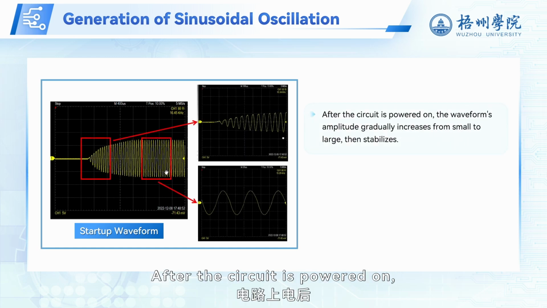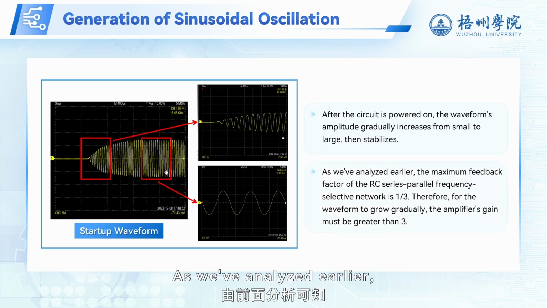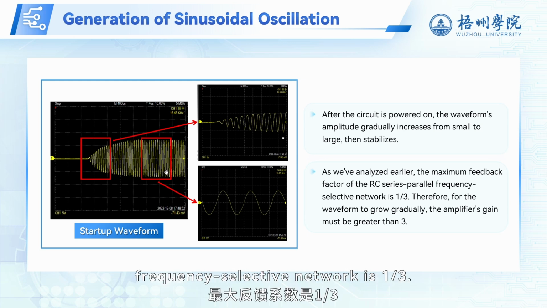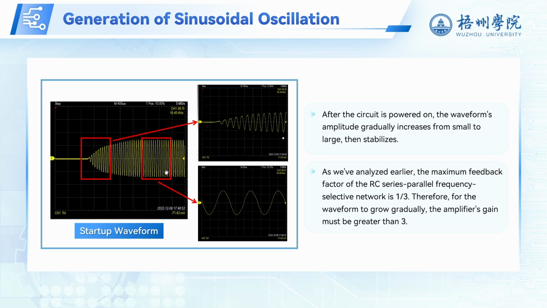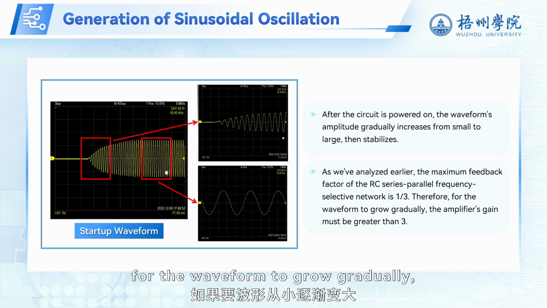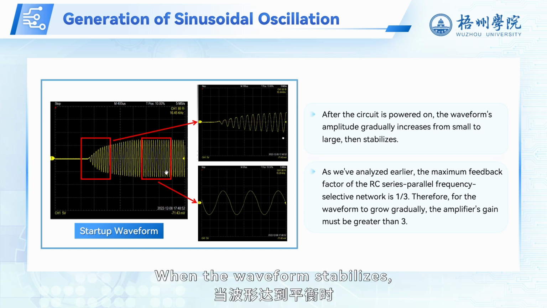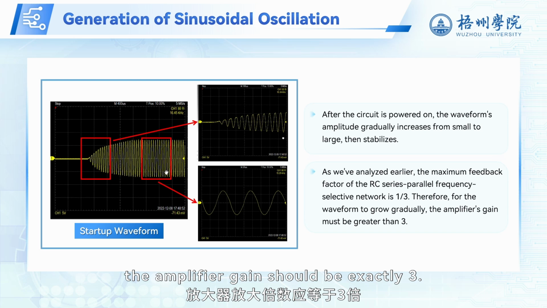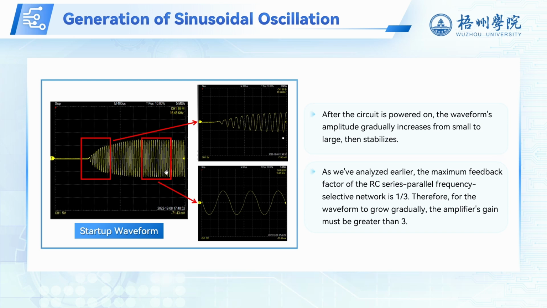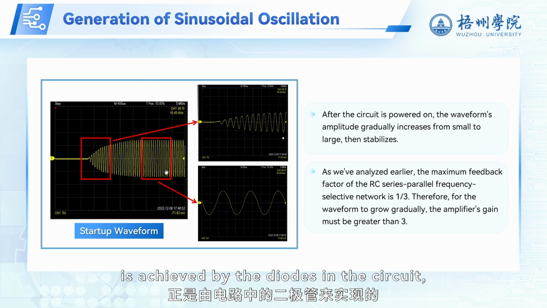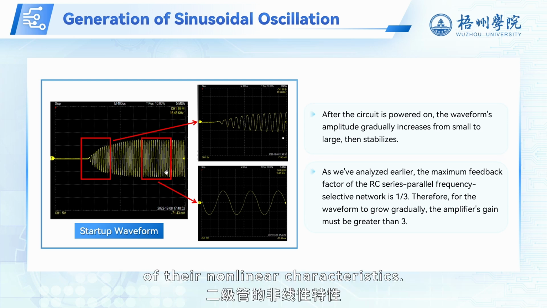After the circuit is powered on, the waveform's amplitude gradually increases from small to large, then stabilizes. As we've analyzed earlier, the maximum feedback factor of the RC series parallel frequency selective network is 1/3. Therefore, for the waveform to grow gradually, the amplifier's gain must be greater than 3. When the waveform stabilizes, the amplifier gain should be exactly 3. This function is achieved by the diodes in the circuit, which take advantage of their nonlinear characteristics.